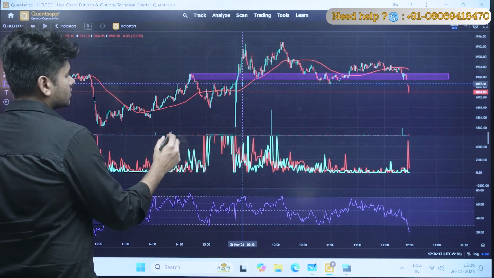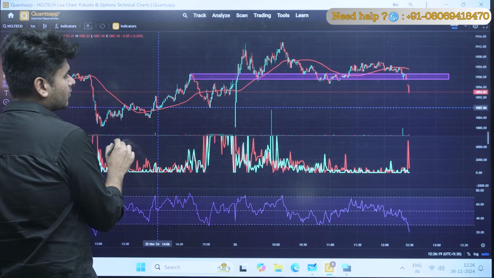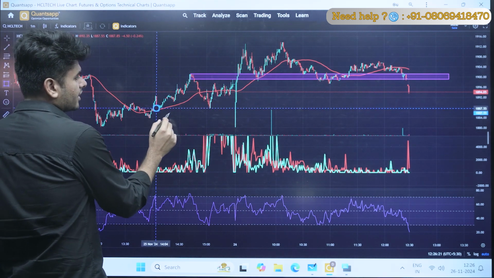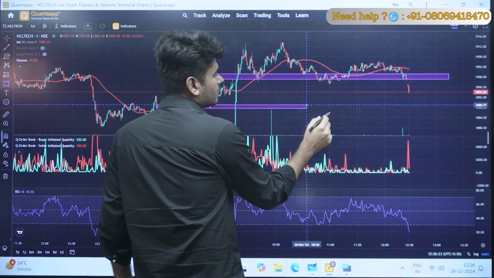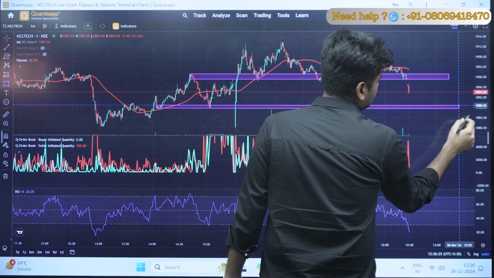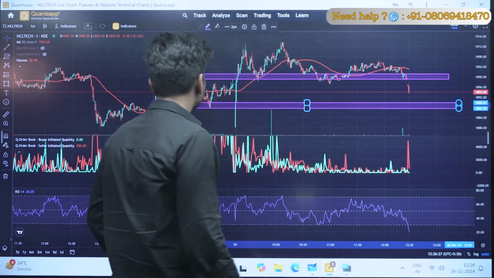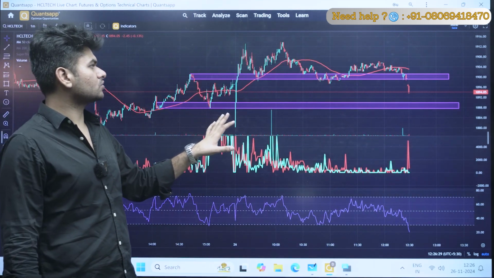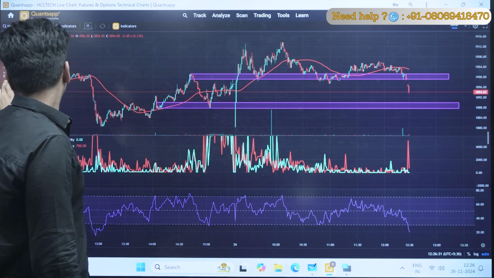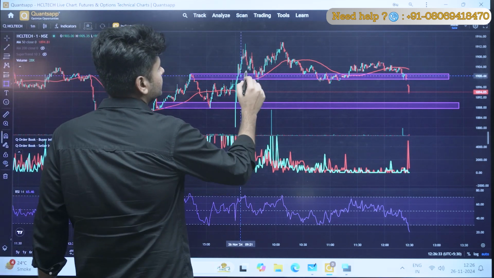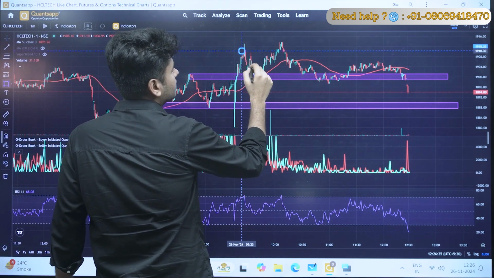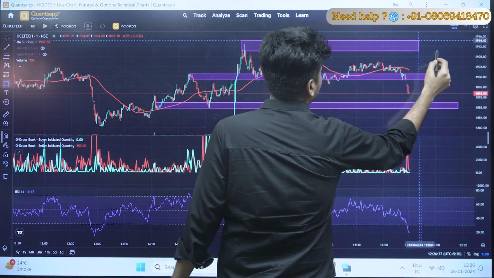So identifying these intraday support levels is very important. Wherever the market is taking support multiple times, those are the zones which you need to identify. As you can see, I identified two zones. We'll take one more zone, which will be the resistance zone. Somewhere here the market is taking resistance.